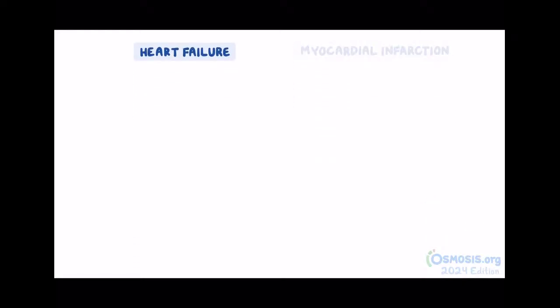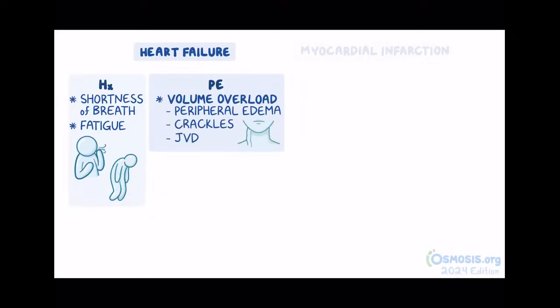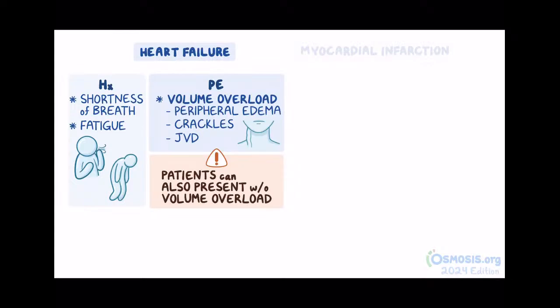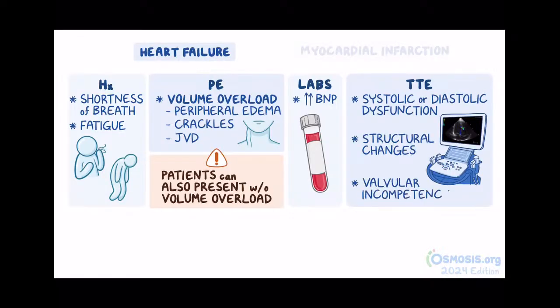Let's start with heart failure. These individuals usually report shortness of breath and fatigue. Physical exam often reveals signs of volume overload, such as peripheral edema, crackles, and jugular venous distension, but keep in mind that some patients can also occasionally present without volume overload. Laboratory studies will typically show an elevated BNP, while a TTE might demonstrate systolic or diastolic dysfunction, structural changes, or valvular incompetence. With these findings, you can have confidence that the diagnosis is heart failure.